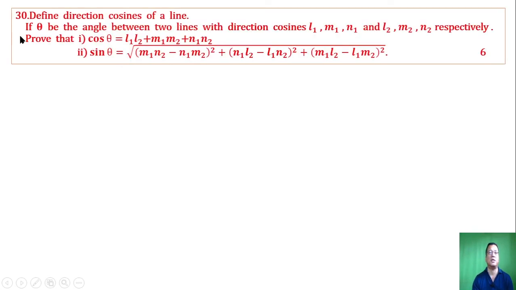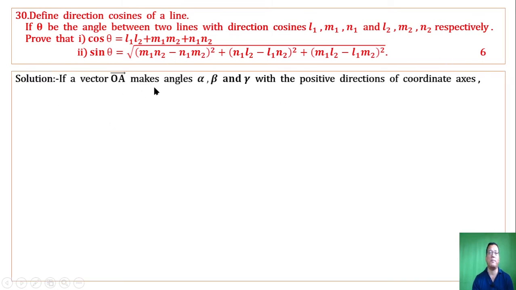Question number 30. Define direction cosines of a line. If theta be the angle between two lines with direction cosines l1, m1, n1 and l2, m2, n2 respectively, prove that cos theta is equal to l1 l2 plus m1 m2 plus n1 n2. Again, sin theta is equal to square root of this expression. 6 marks.